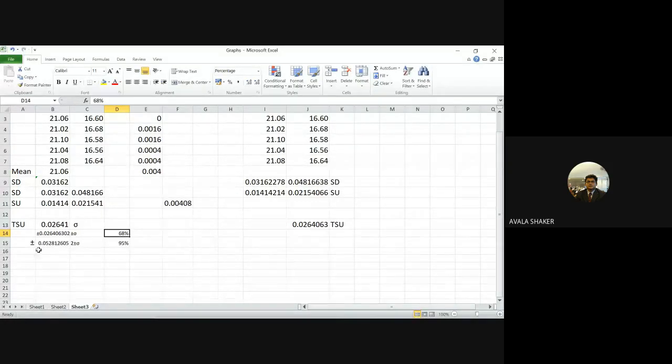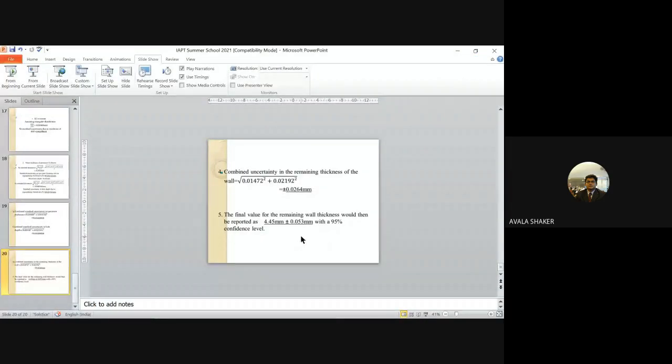And when you report the final answer, whether you're reporting with this or you're reporting with this, you will need to specify. Example here, when I have reported the final value of the remaining thickness, it would be reported as this plus minus 0.053. So 0.053 is the expanded uncertainty which has a 95% level of confidence. So whatever we get here plus minus, you multiply it with 2, and then we round it off and then we report.